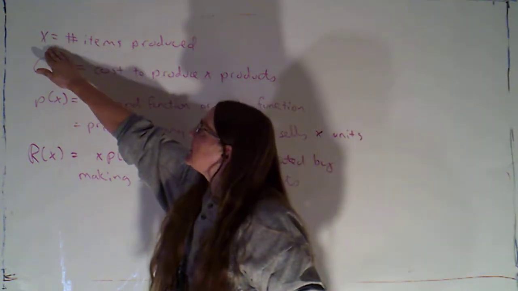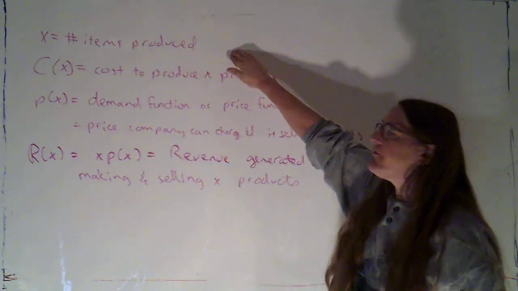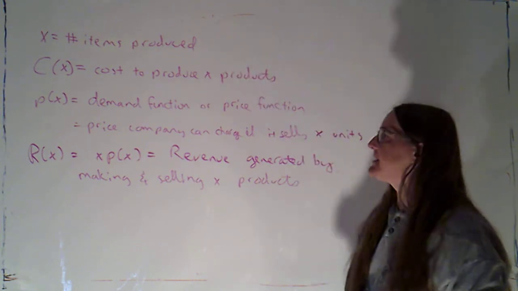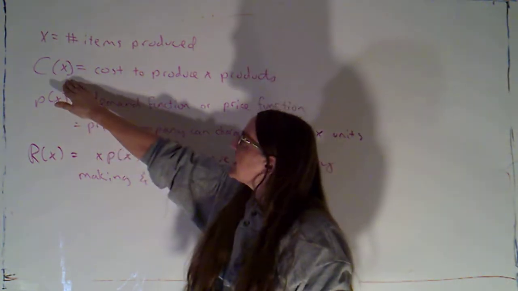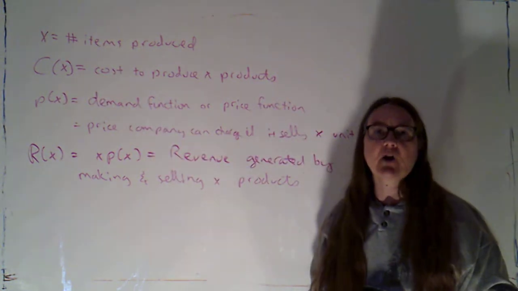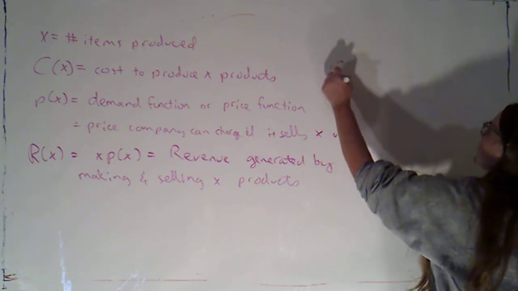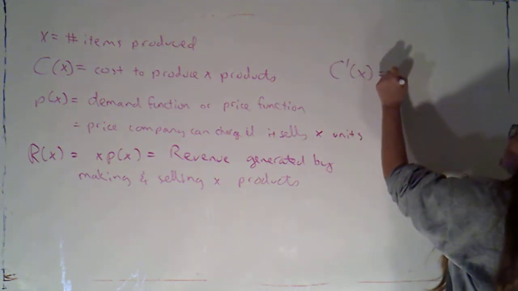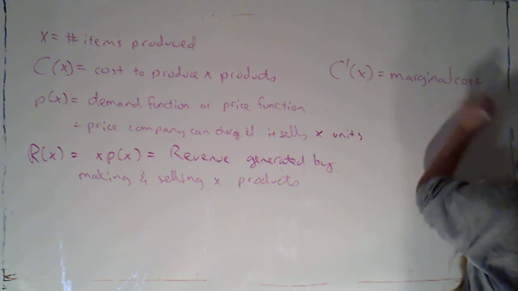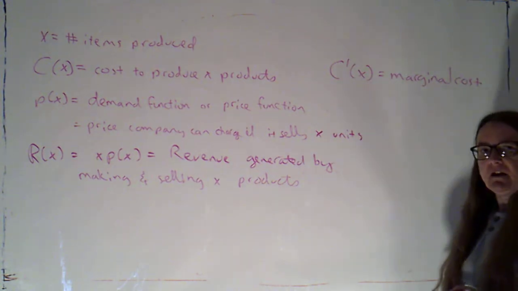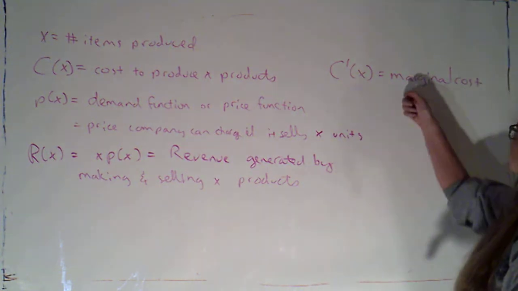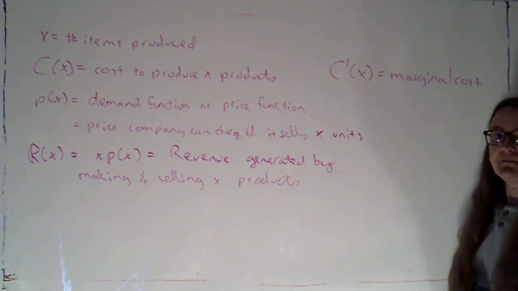First of all, X is going to be our variable here. It's going to be the number of items that we're going to produce. So we're manufacturing something that we're going to try to sell. C of X, that's our cost function. That's going to be the cost to produce X products. And if we take its derivative, that's called the marginal cost. So in the business world, the word derivative sort of becomes the word margin or marginal. The derivative of the cost is the marginal cost.